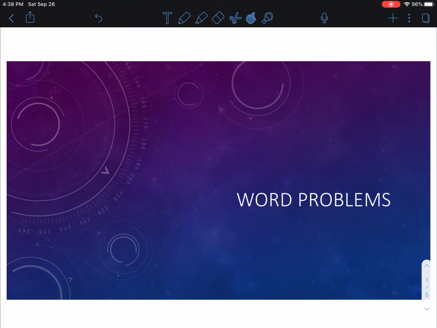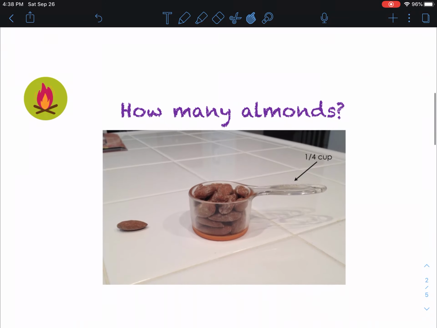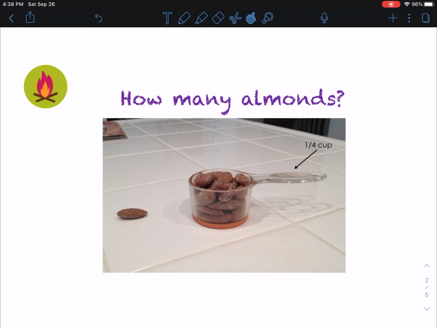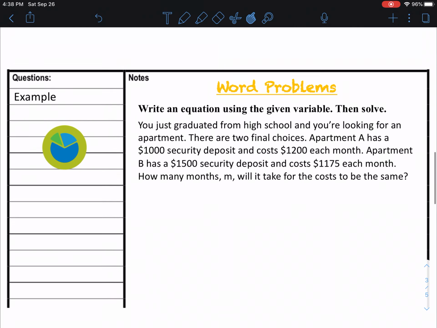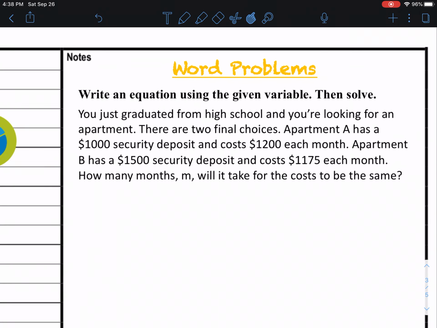All right, so we're going to finish up our solving equations unit with some word problems and applications of those equations. Before we do that, I'd like you to take a look at this picture and type into the chat how many almonds you think are in here. Okay, there are 28 almonds in that little cup, if you'd believe it. All right, so now let's take a look at some word problems. We'll do 2 today.